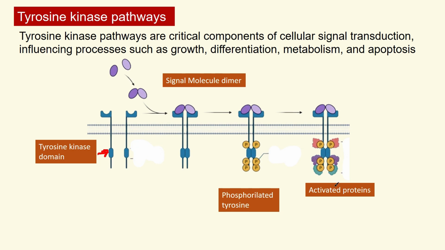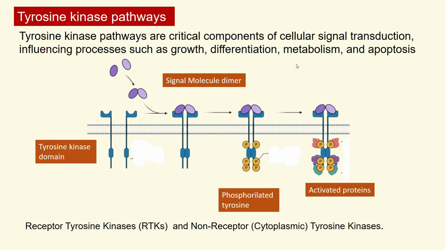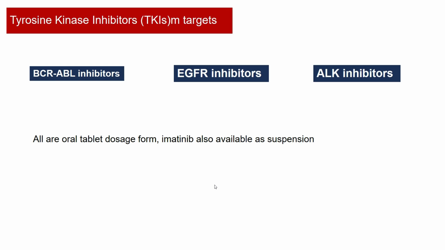So most drugs within this class act on two types of tyrosine kinases. One of them is present on the cell membrane, the tyrosine kinase receptors, and the other type is called non-receptor cytoplasmic tyrosine kinase. There are tyrosine kinases also present inside the cell in the cytoplasm, not on the cell membrane. Therefore there are several classes of drugs within these tyrosine kinase pathways. Primarily there are three major targeted therapies.